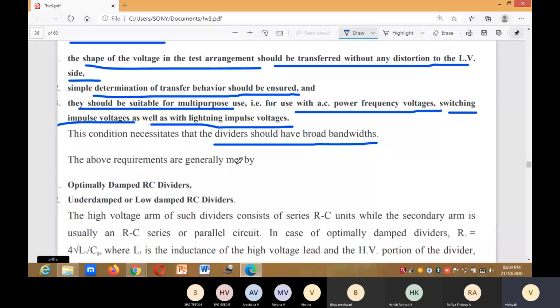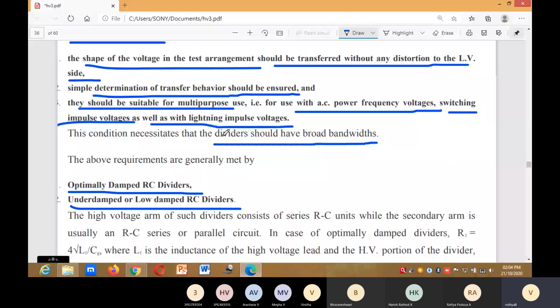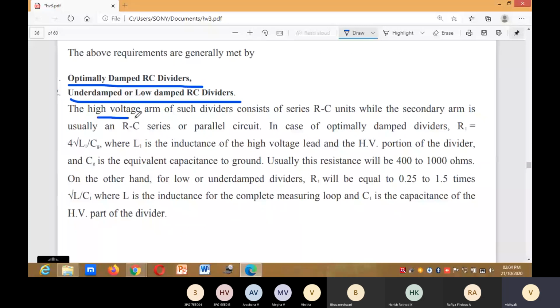The above requirements are generally met by optimally damped RC dividers and underdamped or low damped RC dividers. The high voltage arm of such dividers consists of series RC units, while the secondary arm is usually an RC series or parallel circuit.